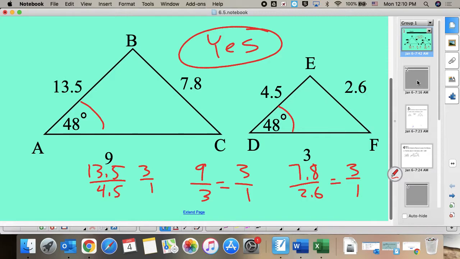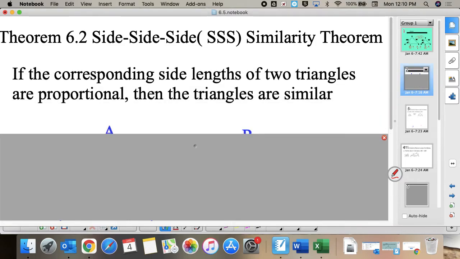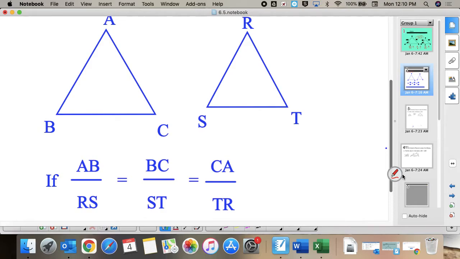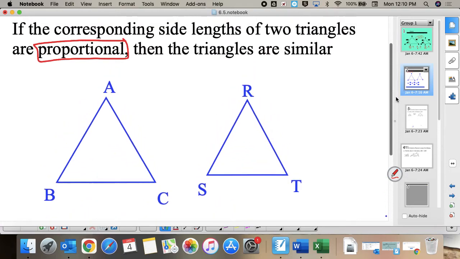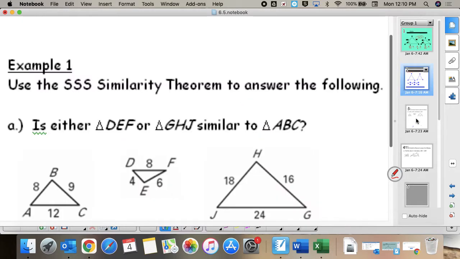Right, our second shortcut is your side-side-side similarity theorem. And all it says is that if all three sets of sides reduce to the same value, if they are all what they call proportional, then the triangles are similar. Right? So we're looking at AB over RS, BC over ST, CA over TR. Those ratios need to be the same. And the way you tell which ones you do is you do big with big, medium with medium, and small with small.